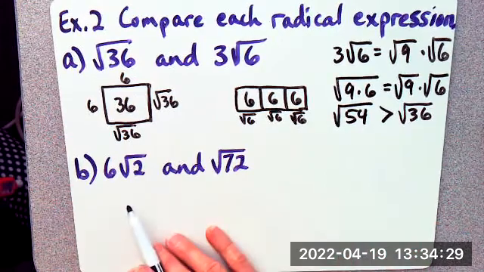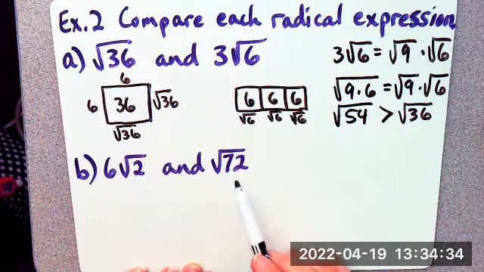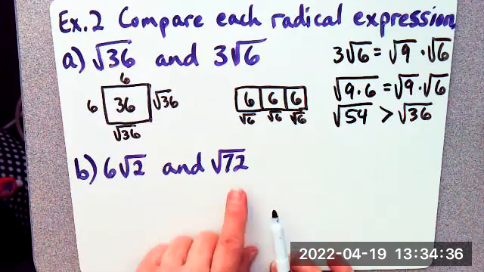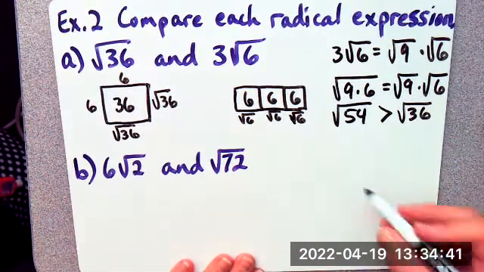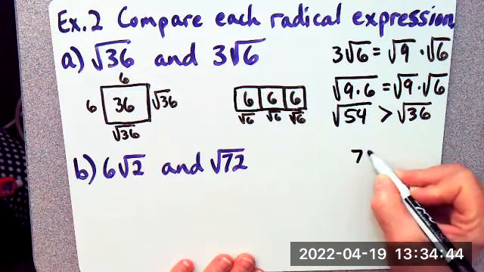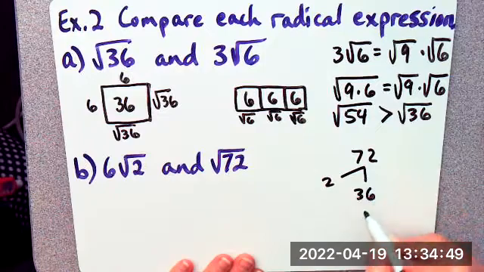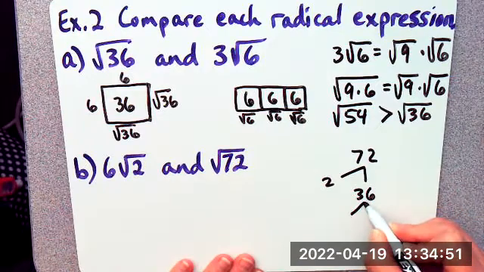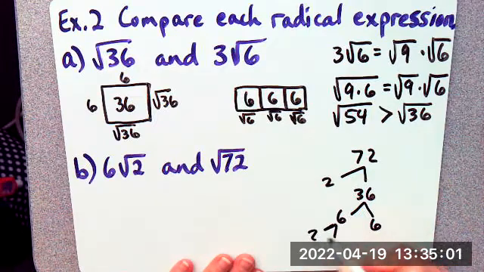All right, so let's compare these. I have 6 square root 2, and I have the square root of 72. If I take 72, and you might remember this from Singapore Math 7, you prime factorize. So you take that out, you get 36. And right here, before we even prime factorize, we know that that's 6 times 6. And then of course, if we continue to prime factorize, we have this.